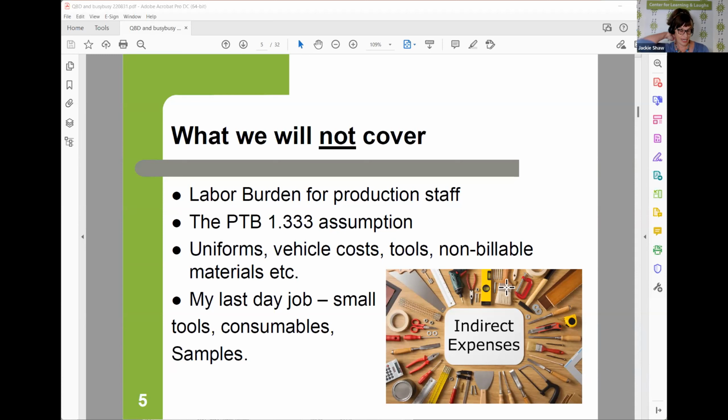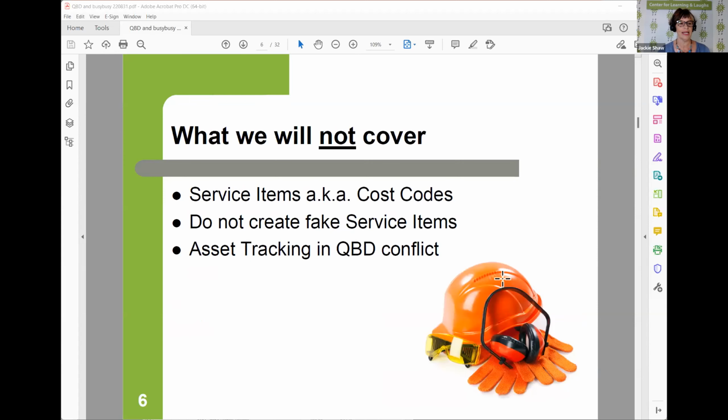I will say, my last day job, I worked for an engineering company, and even they had small tools, consumables, samples that they had to buy that could not be assigned to a particular job. Right? All these expenses you're looking at here go into a group of accounts. The way I do accounting, the way my mentor does accounting for job costing, all of these things are considered indirect expenses. When we look at our example profit and loss, you'll see examples of some of those accounts being created. All right, next one.